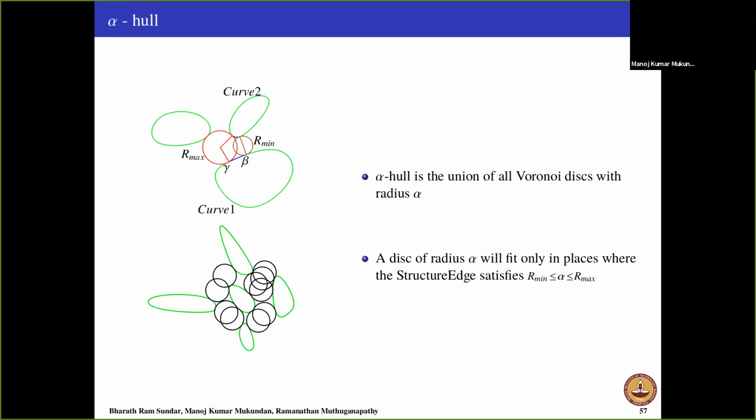Alpha hull is the union of all Bernoulli disks with radius alpha. A disk of radius alpha will fit only in places where the structure H satisfies this condition: alpha is between Rmin and Rmax. So the same structure H can be used to construct the alpha hull without constructing the Bernoulli diagram.